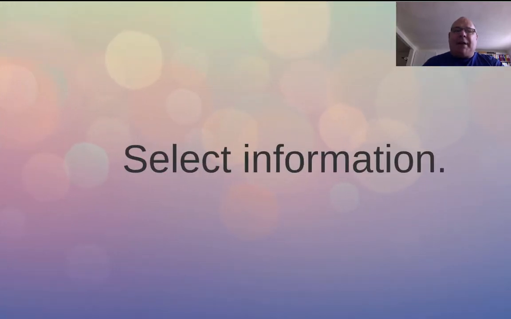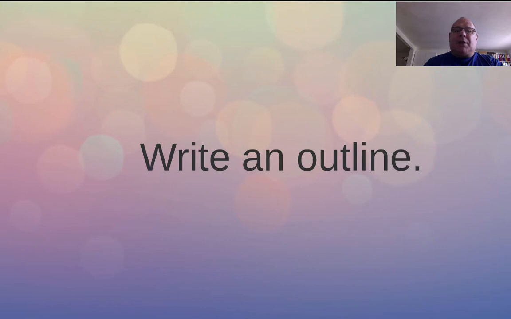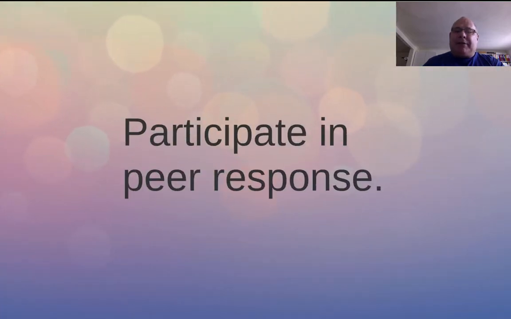After you get enough information, you will select the information that you want to keep for your paragraph, and you will place it in the best possible order. You will write an outline. Once you have an outline, you will be in a position to write your first draft. In class, we will work collaboratively on everyone's first drafts. That means that you will work in groups, helping one another improve your drafts. We call that peer response.